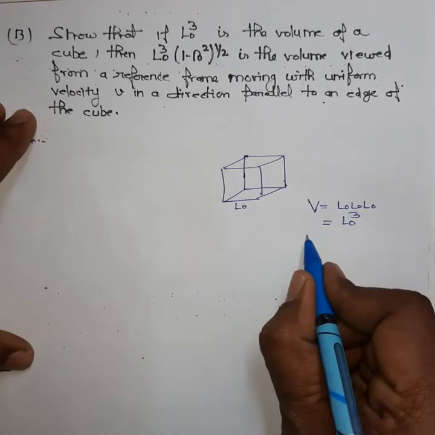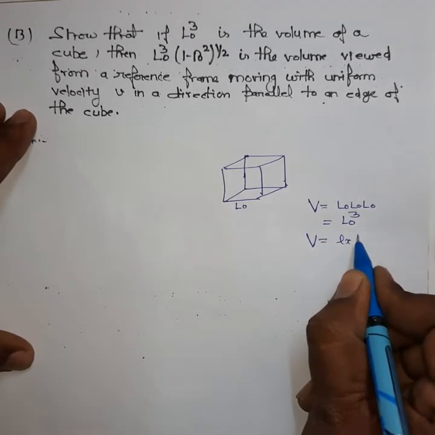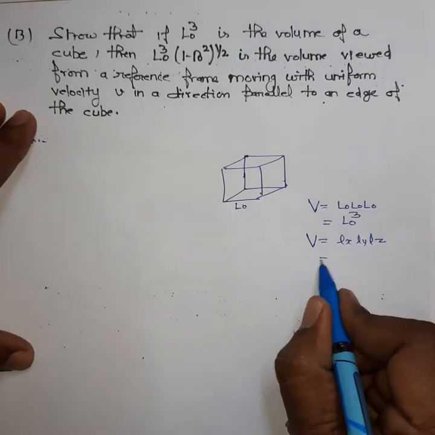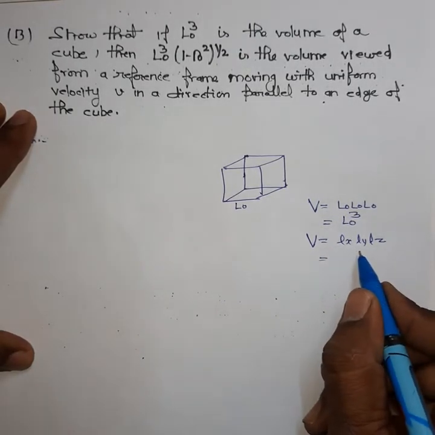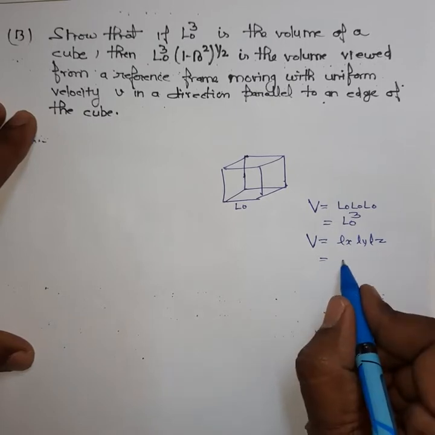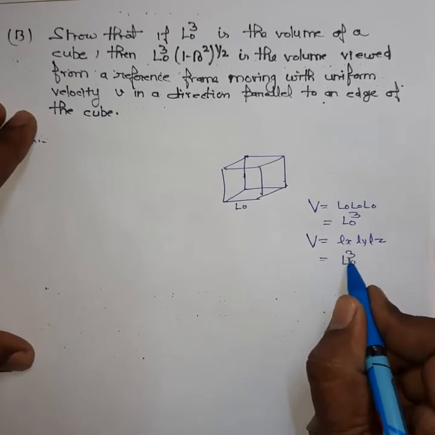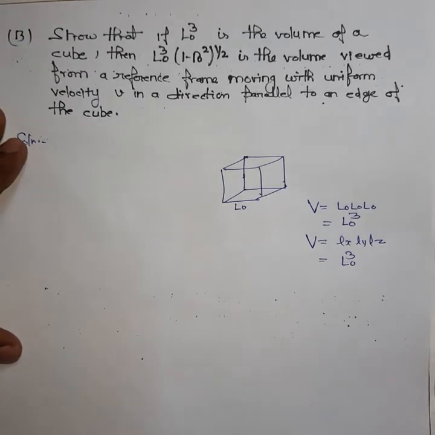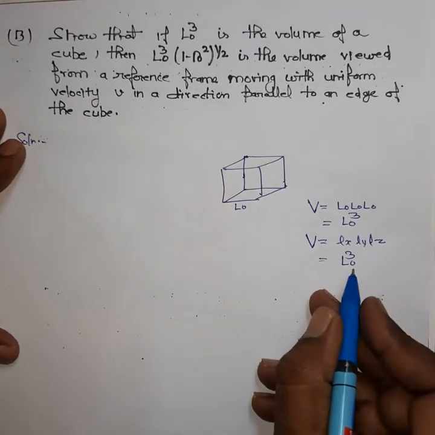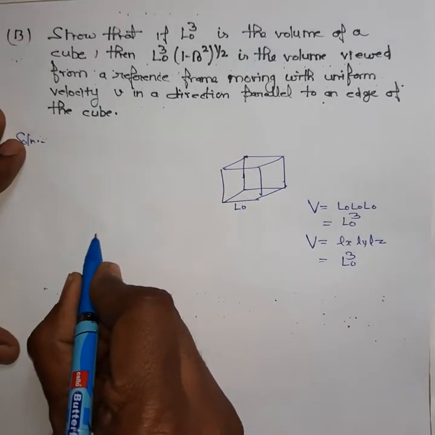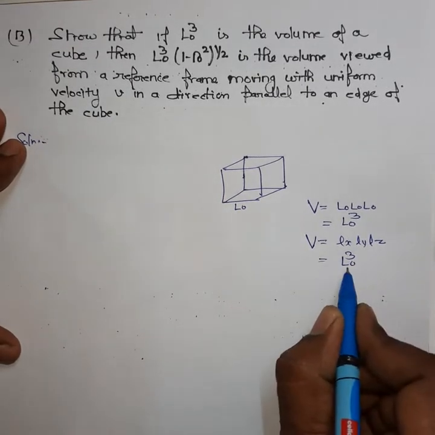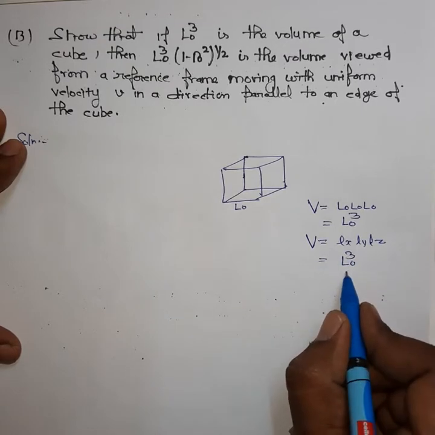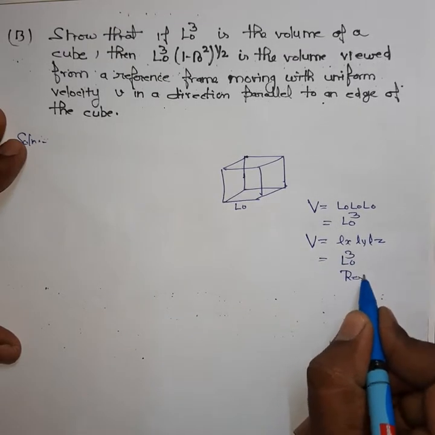In another way you can write V is equal to Lx Ly Lz. Volume of the cube is defined as Lx Ly Lz. For a cube, Lx is equal to Ly and Ly is equal to Lz. So you can substitute here. So the volume of the cube will be L naught cube. So you can say here that the volume of the cube in which it is at rest is L naught cube. So L naught cube is its rest volume.